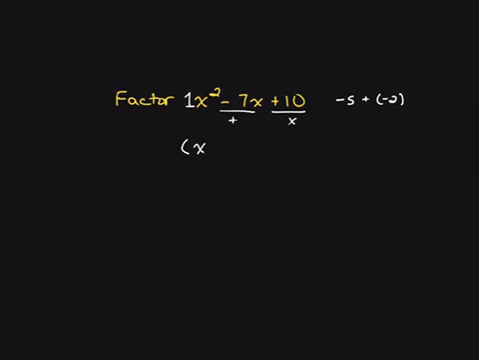And so then our factors would just be x minus 5 times x minus 2. And that would be it. We could check it by multiplying it out again if we wanted to.